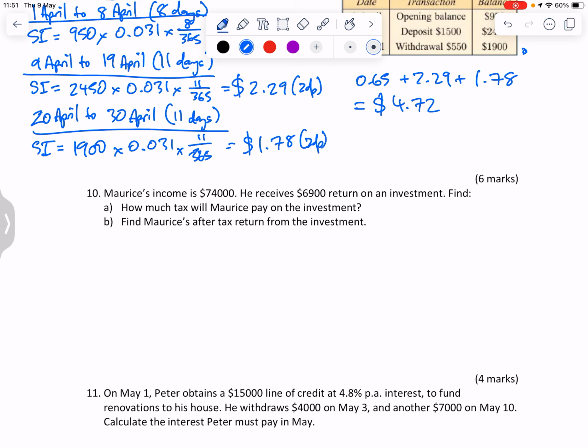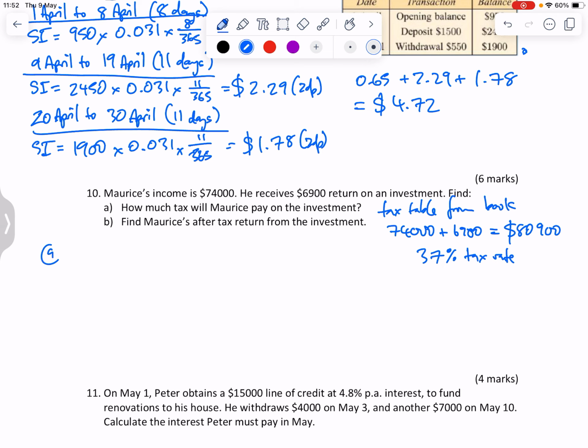So you need the tax table from the book. If he's earned an income of $74,000 plus the $6,900, 74,000 plus 6,900, you get 80,900 in income. And if you chuck that into the table, you see that it's a 37% tax rate. So how much tax will he pay on the investment?